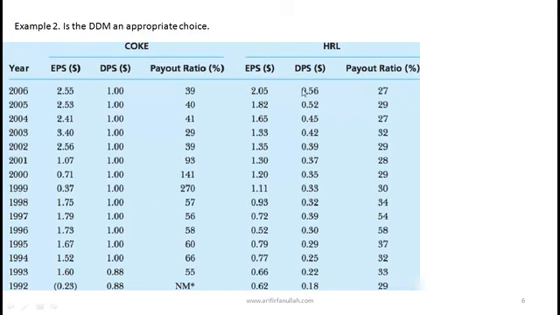HRL has a dividend also, but it's been changing. So the question is, let's take one at a time. Can you apply the dividend? Is it sensible to use the DDM over here? Doesn't it have a stable dividend?